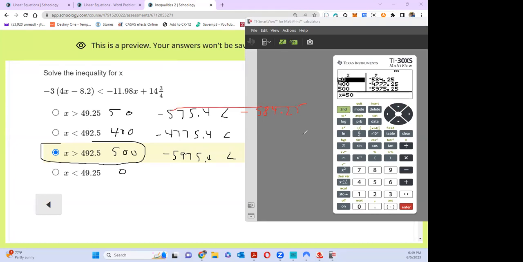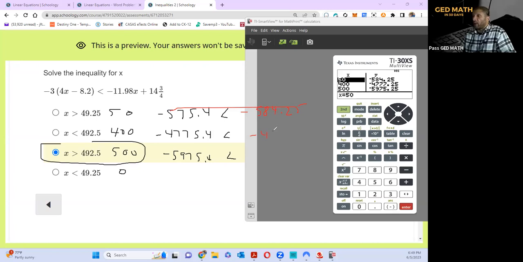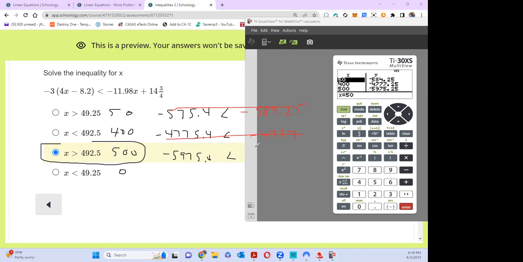No. No. Boom. What's the next one? Minus 4. I only really got to look at the whole numbers. Is minus 4775 less than minus 47? No. Let's go to the third one.